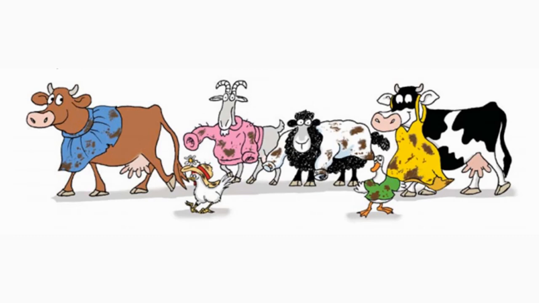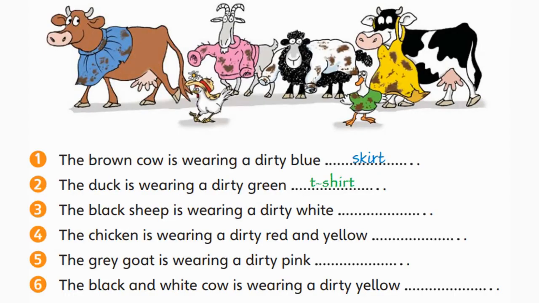Look at these animals wearing Mrs. Day's clothes. The brown cow is wearing a dirty blue skirt. What is the duck wearing? The duck is wearing a dirty green t-shirt. What is the black sheep wearing? The black sheep is wearing a dirty white shirt.